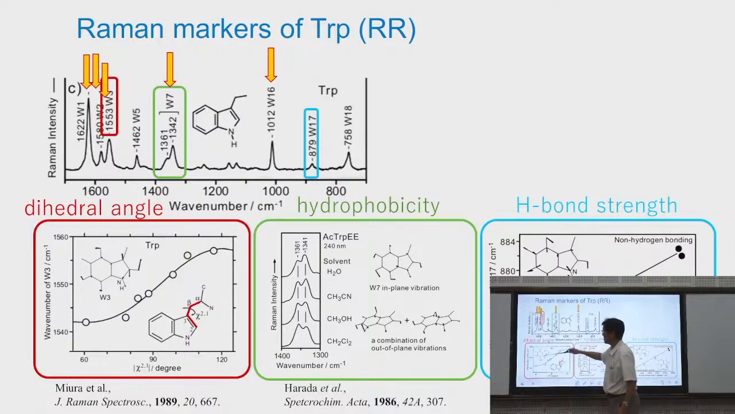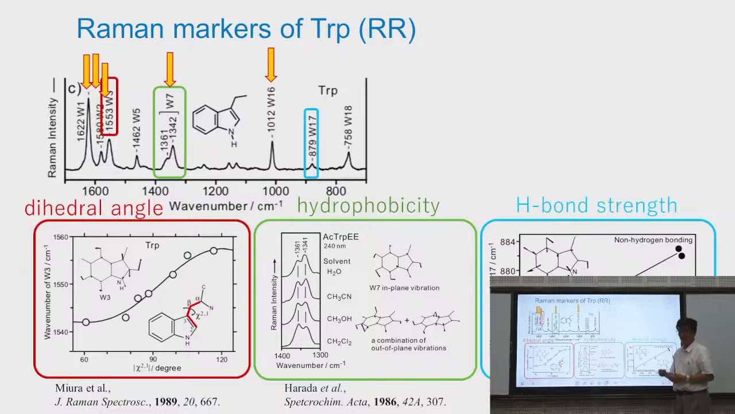So W3 is related to the dihedral angle, this part of the tryptophan side chain. W7 is the doublet band, and doublet intensity ratio changes depending on the hydrophobicity. Also, W17 peak position changes in proportion to the wave number of the NH stretching, in other words, depending on the hydrogen bonding strength.